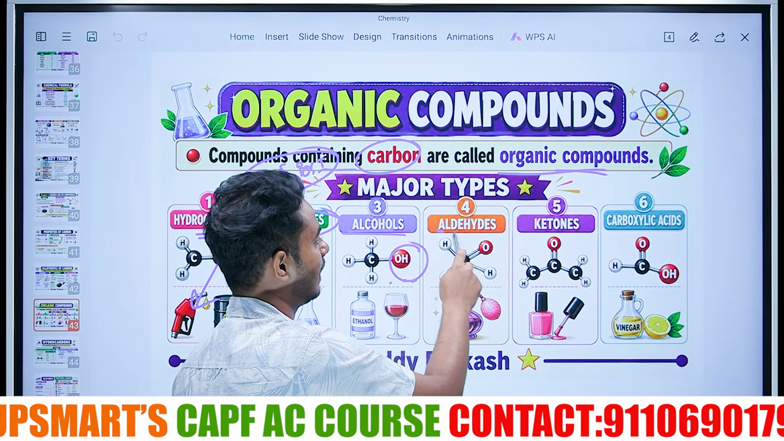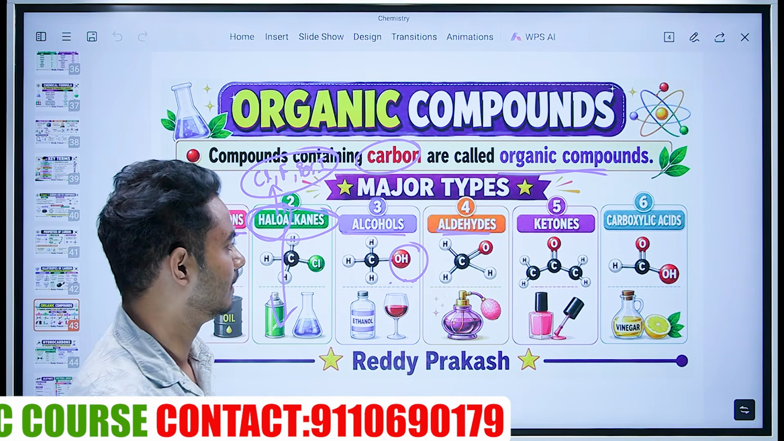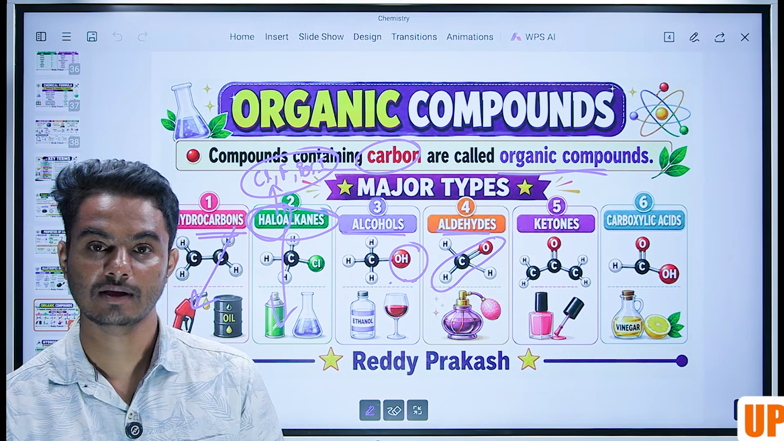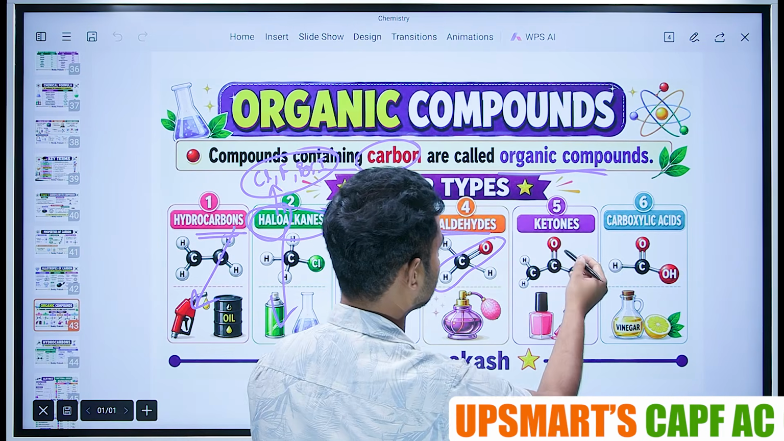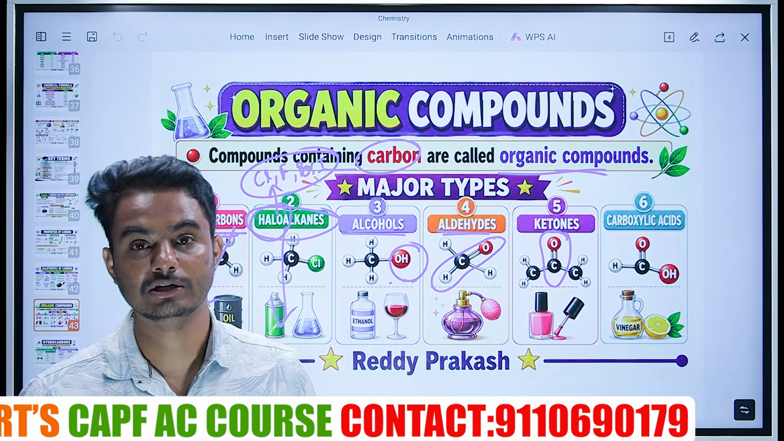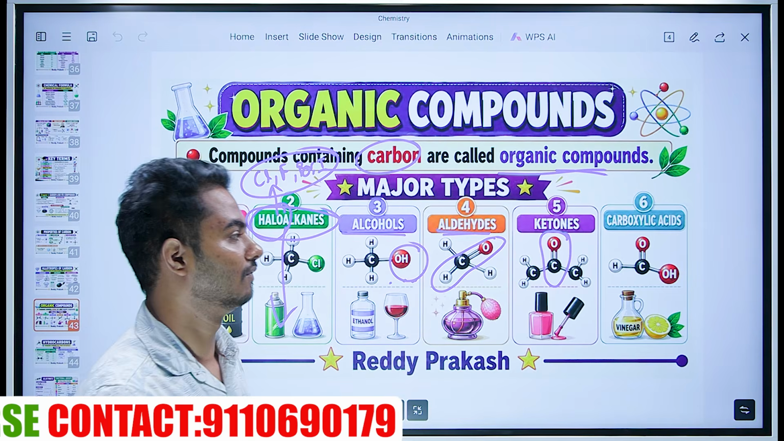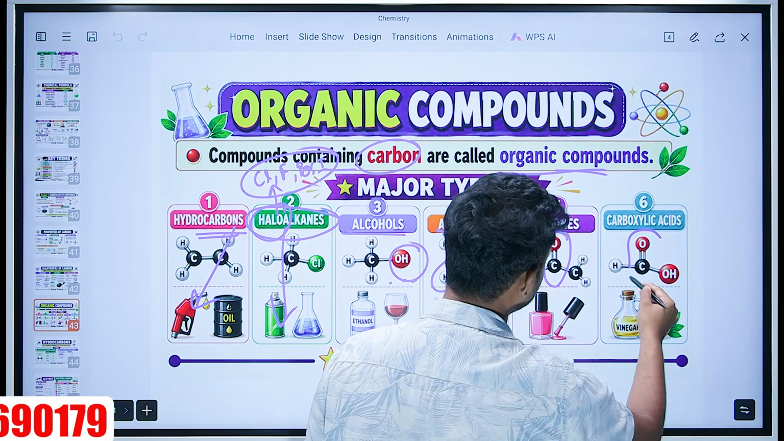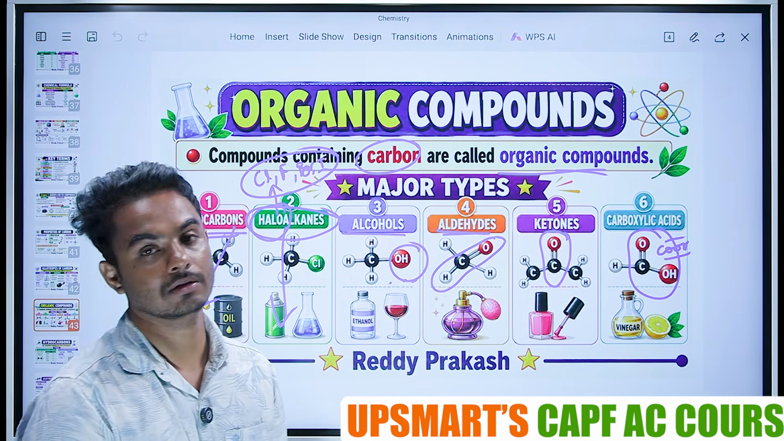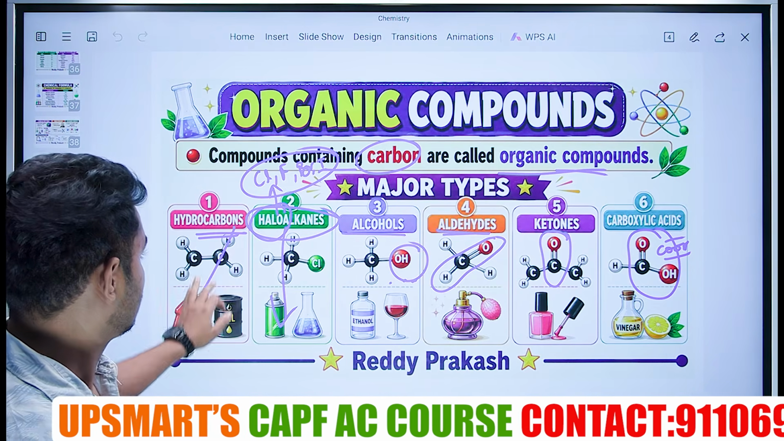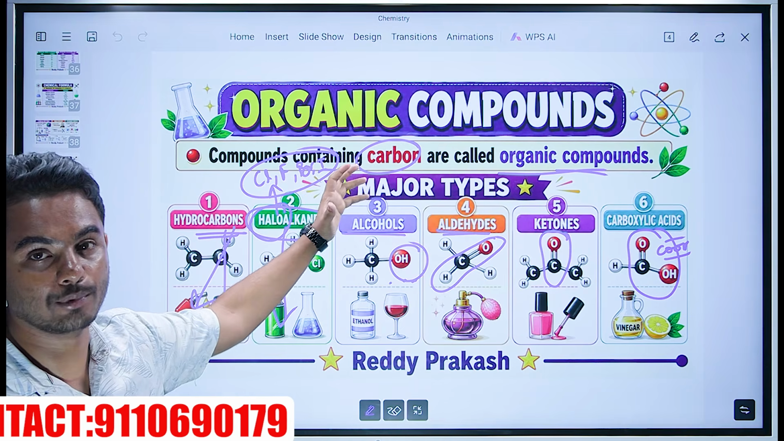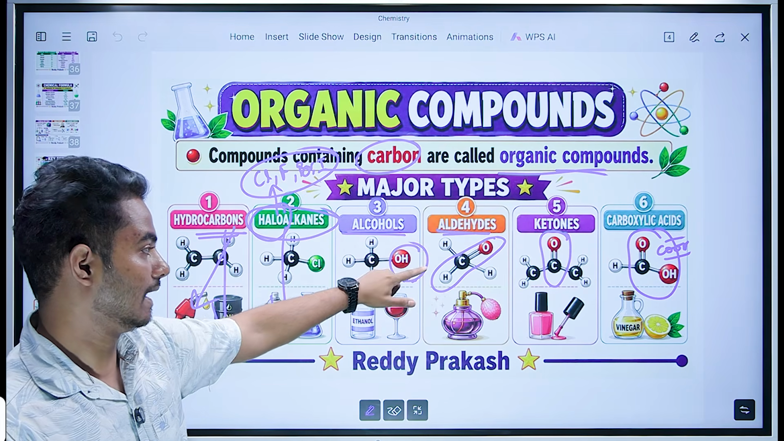Next, aldehydes will usually have CHO. When it has CHO, it is called aldehydes. Ketones are when it has CO. When a chain has CO in it, these are called ketones. When a chain has COOH, then these are called carboxylic acid. Easy, carboxylic acid. Hydrocarbons, the oil and petroleum. Halo means chlorine, fluorine, bromine, iodine. Alcohols, it has OH at one end.